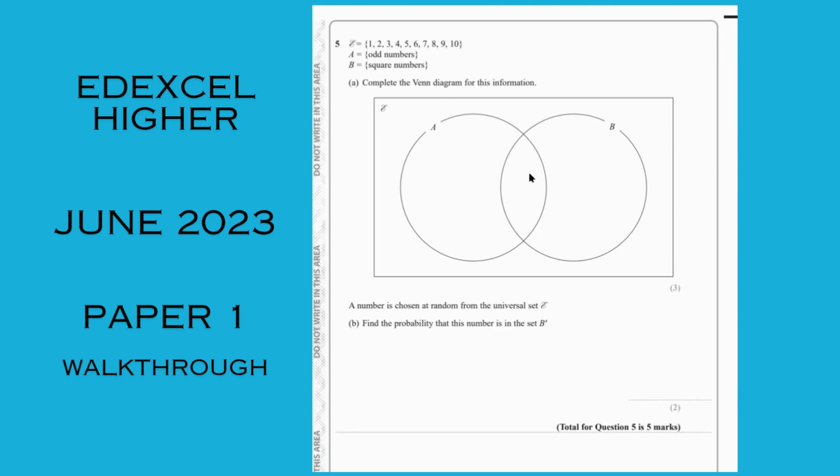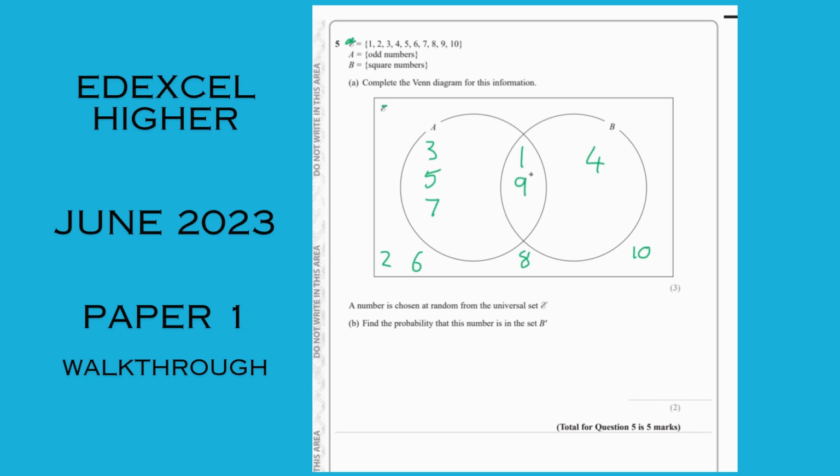Number 5, nice bog standard Venn diagram. So odd numbers from 1 to 10. Don't worry about this stupid notation. So just count through them. 1 is odd and square. 2 is neither of them. 3 is only odd. 4 is only square. 5 is only odd. 6 is not any of them. 7 is odd. 8 isn't any of them. 9 is odd and square. 10 is neither of them.